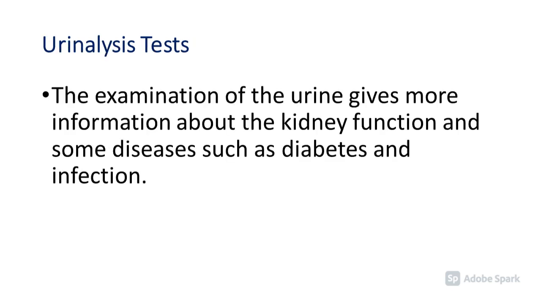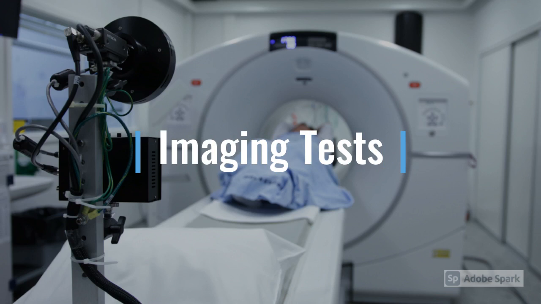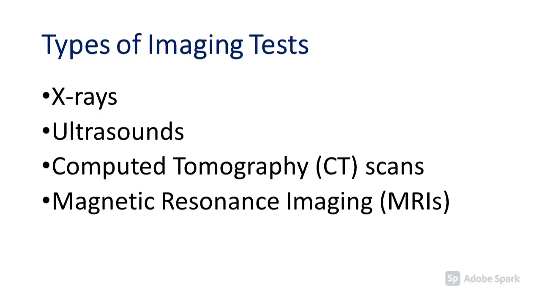The urinalysis test is an examination of the urine which gives more information about kidney function and some diseases such as diabetes and infection. Orders are also written for imaging tests. These let us see inside the patient's body. Imaging tests include X-rays, ultrasounds, computed tomography or CT scans, magnetic resonance imaging or MRIs.